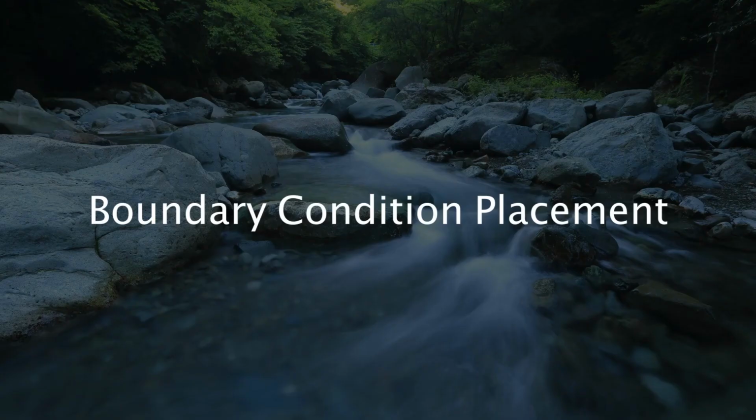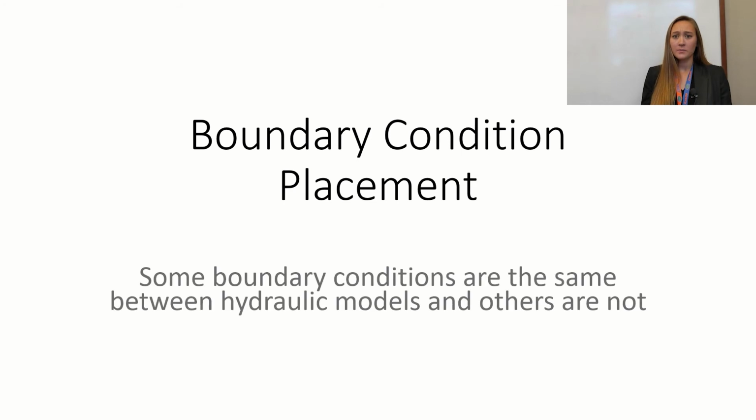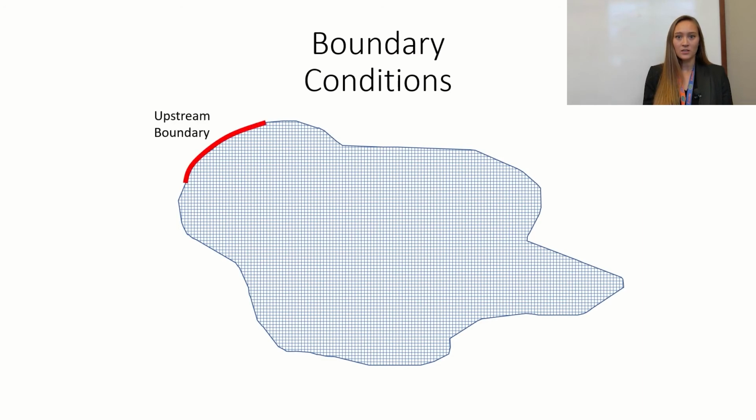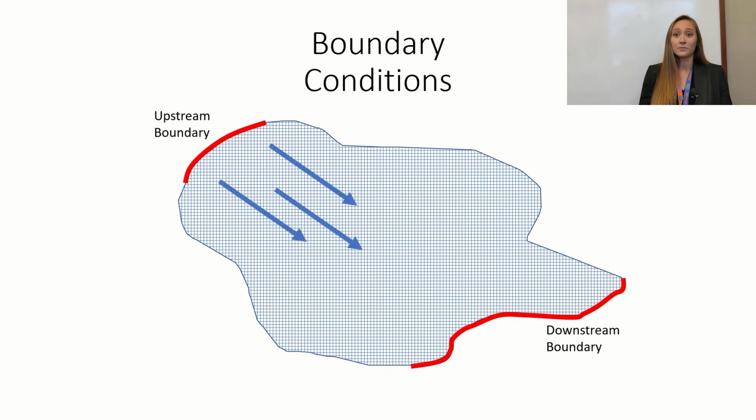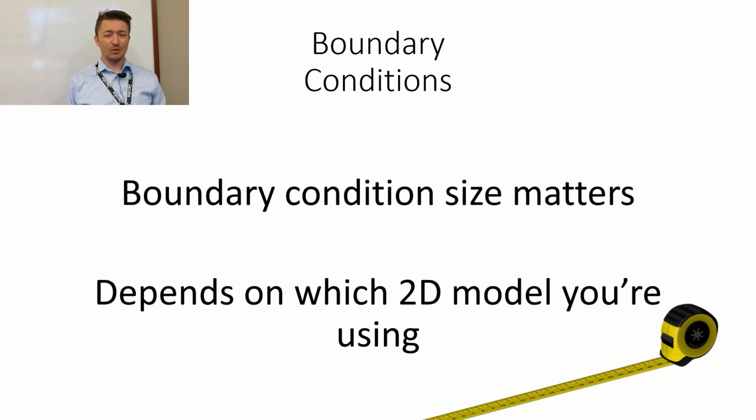It's boundary condition placement. When we first talked about this one, Franz, I have to admit, I couldn't see where you're going with this. As I started modeling in 2D, I thought we just put an upstream boundary condition and a downstream boundary condition that covers the end of the model and call it good. I mean, yes and no. Boundary condition size also matters, and it matters more depending on which 2D modeling software you're using.